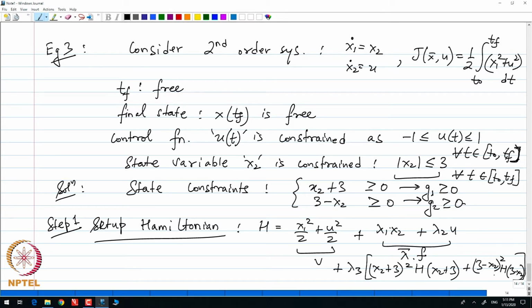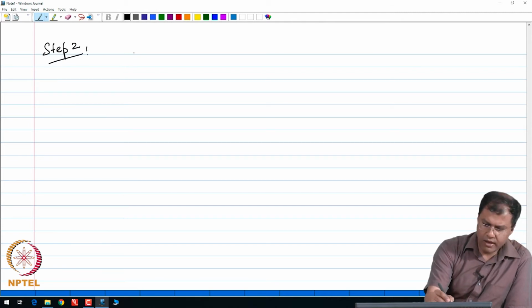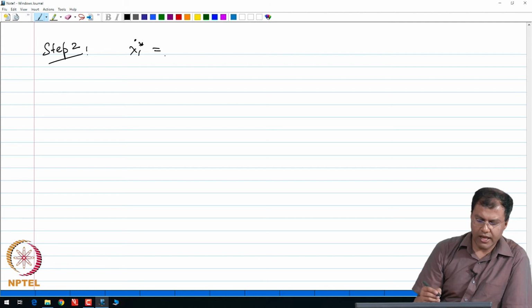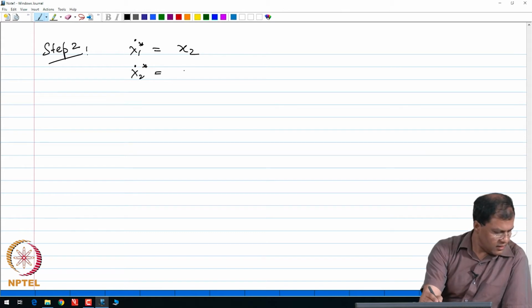So, this is my Hamiltonian, and then I have to set up the equations for my state variables and co-state variables. So, we will have 2n plus 2 equations. So, let us do that. Step 2: x1 star dot has to be partial H partial lambda 1, that will give me x2, and x2 star dot will be with respect to lambda 2, and that will give me u, right.